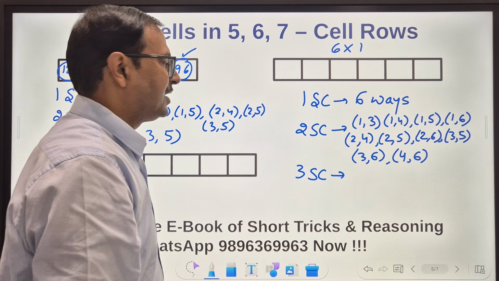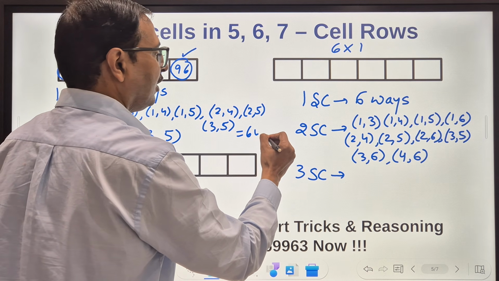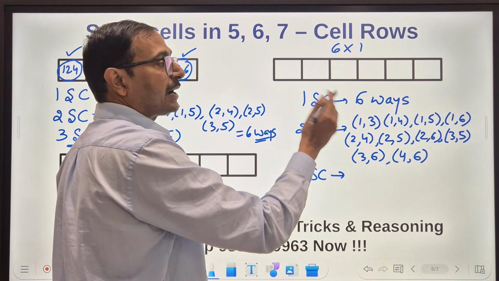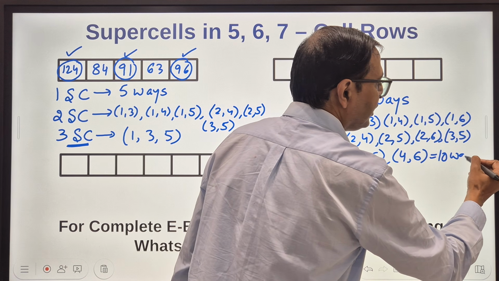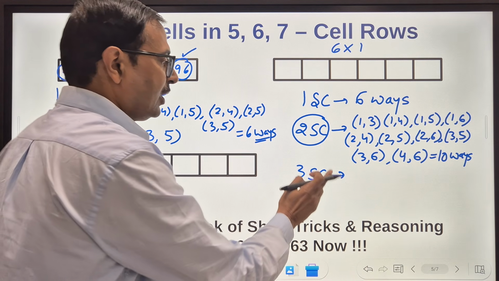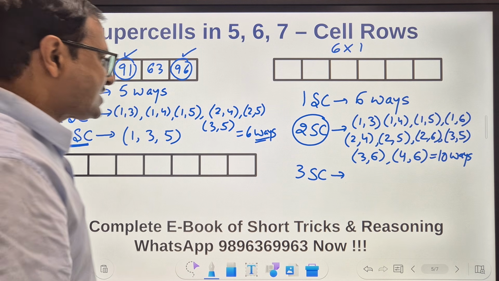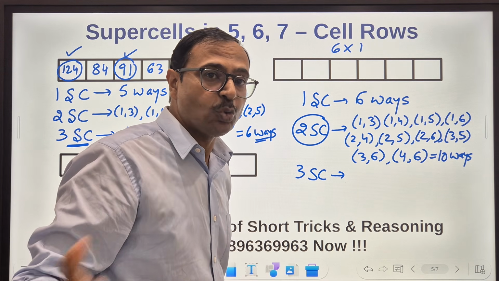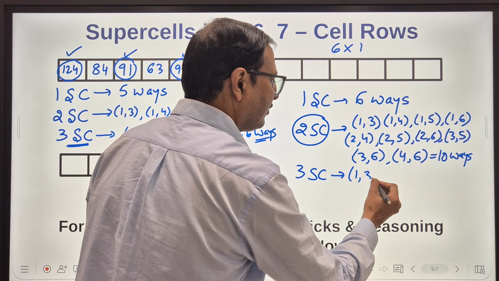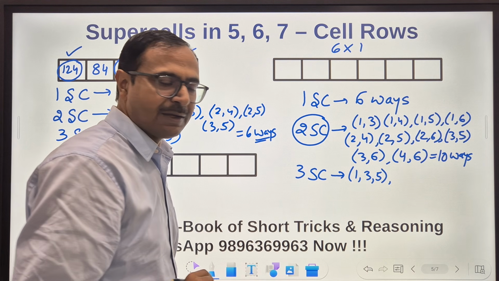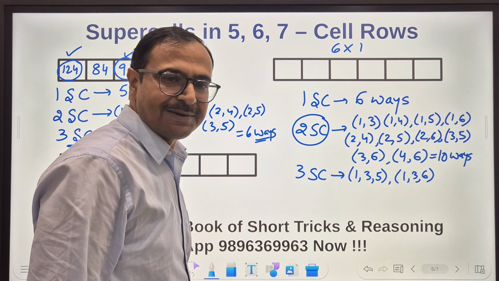So how many possibilities? Just like 1 supercell had 6 ways, writing the supercells, which are 2 in number, is done in 10 different ways. And now coming to 3 supercells. Remember the rule? The rule is really important because you need to understand that adjacent ones cannot be supercells. 3 supercells. Let us try. How about 1, 3, 5, alternate ones? This is working. How about 1, 3 and 6? Still no adjacent ones here.